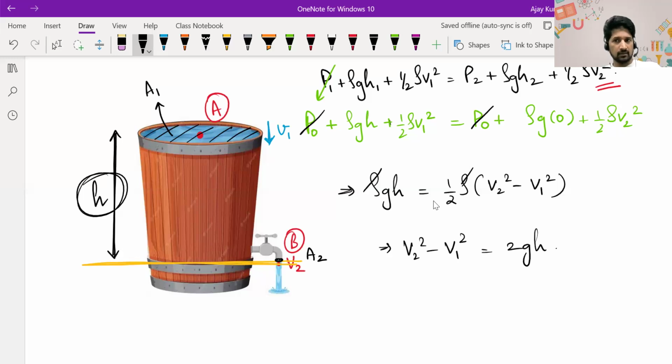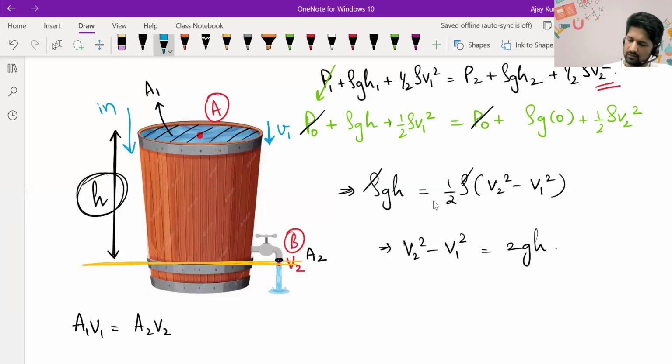Any equation? Equation of continuity, sir. Good. According to the equation of continuity, A1 V1 should be equal to A2 V2. It's like liquid is entering from here and leaving from here. So the rate of inflow is equal to the rate of outflow: A1 V1 equals A2 V2.